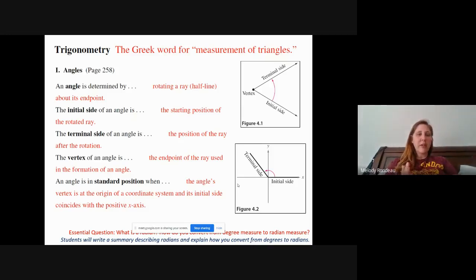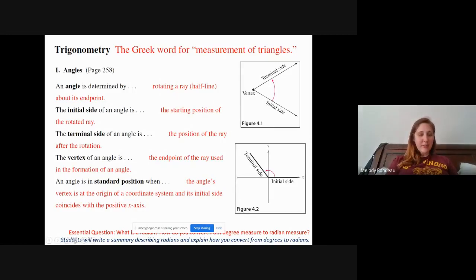All right, so we're going to run through these definitions. The word trigonometry, in case you ever wondered why we have this fabulous big word, is about triangles. It is the measurement of triangles. So trig is all about stuff with triangles. Then we have angles. This is the rotation of a ray. The angle is the rotation from the initial side over to the terminal side right there. Then we have initial and terminal side. We have to know what those mean.